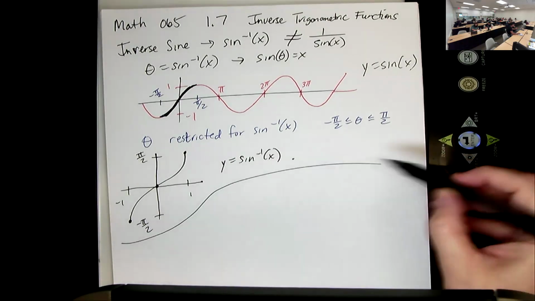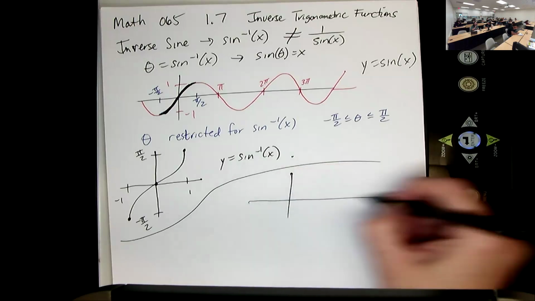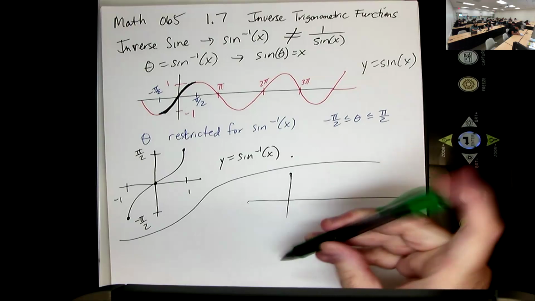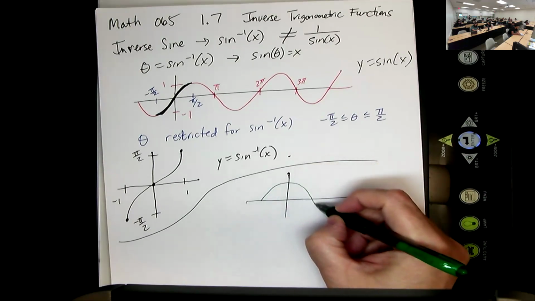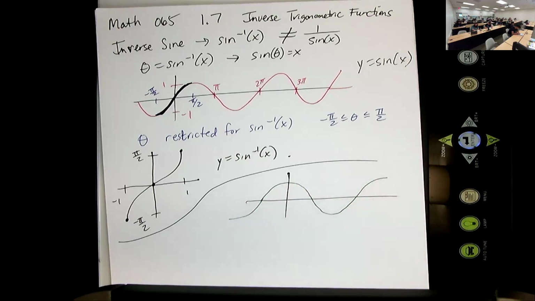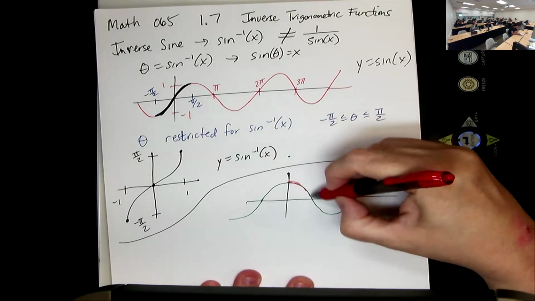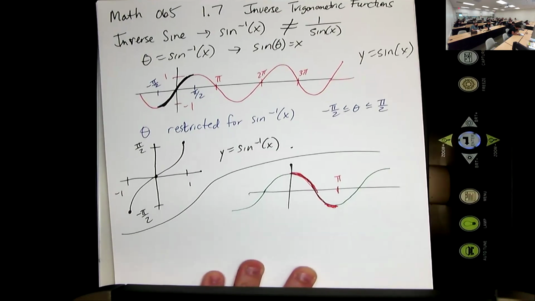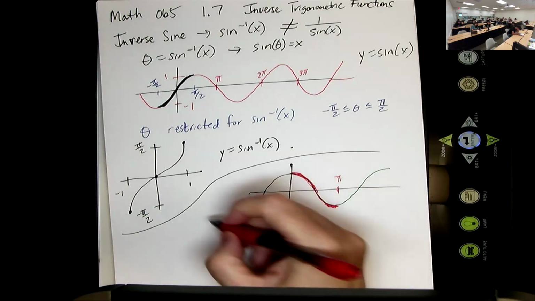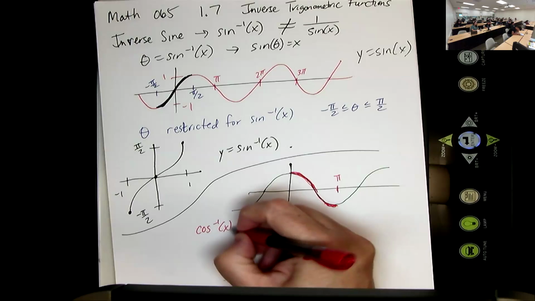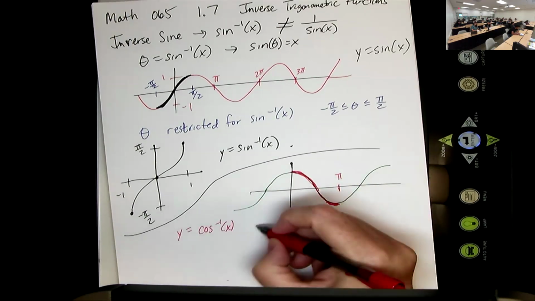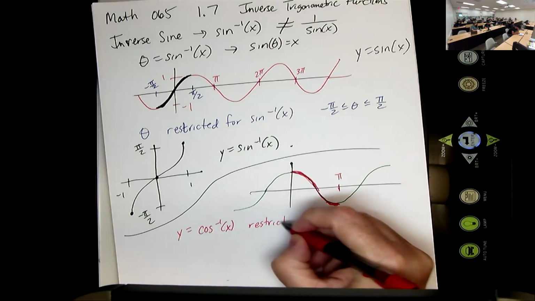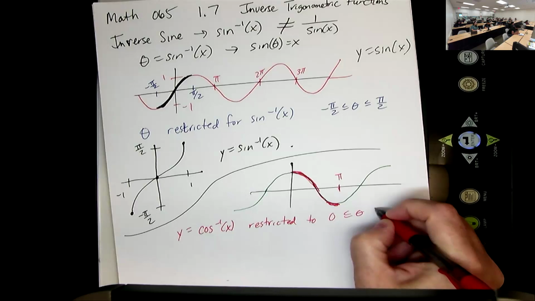So that's sine. I'll do a quick version of cosine. Cosine does something like this. And if we want to get the positive and negative values closest to zero, we just go forward. So we do this first half right here, stopping at pi. So cosine inverse x is restricted to zero less than or equal to theta, less than or equal to pi.